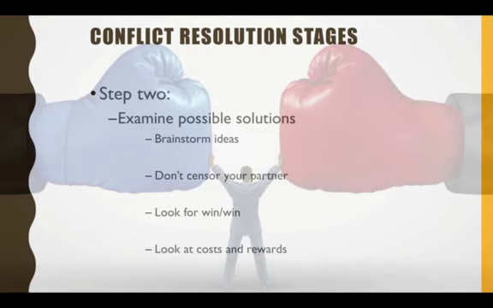Step two is to examine possible solutions. Brainstorm ideas. Again, come up with as many solutions as you can discover. Don't censor your partner. Let them join in, even if you don't end up taking their solution. Please allow them to present those solutions. That way they can participate. If you can, look for a win-win. Try to define the conflict well enough that you are able to see if you can find that win-win.